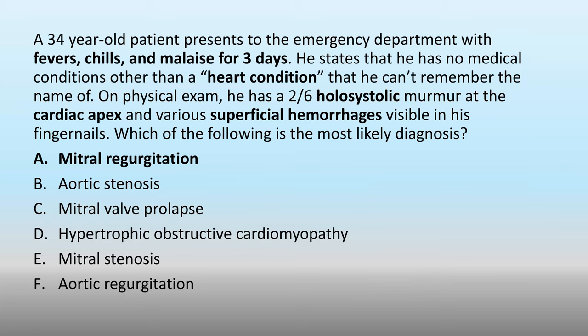So: fever, chills, malaise for a few days, previously known heart condition, and superficial hemorrhages in his fingernails. The superficial hemorrhages are very indicative of infective endocarditis. And we know that the most common cause of endocarditis in the developed world, in a previously affected valve, involves the mitral valve, secondary to mitral valve prolapse. So mitral valve prolapse was probably his underlying condition, but it's not the diagnosis at this time because it's not what that murmur sounds like. A mid-systolic click would be the typical sound you hear with mitral valve prolapse. So this is probably infective endocarditis.